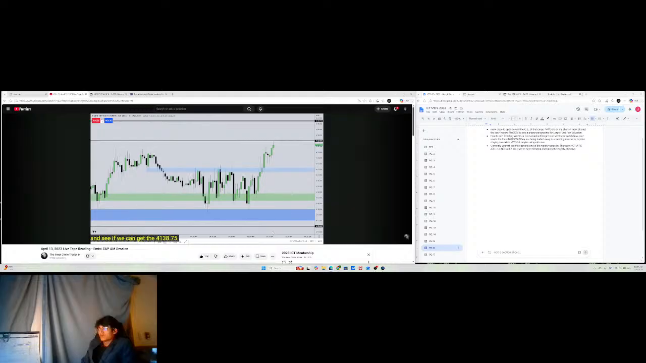And see if we can get to 41.38.75. The consequent encouragement. I'm going to measure that so you guys can see why I was talking about that level. Taking a fib, dropping it right on that level to here. So 41.38.75, that's consequent encouragement's midpoint of this old new week opening gap.